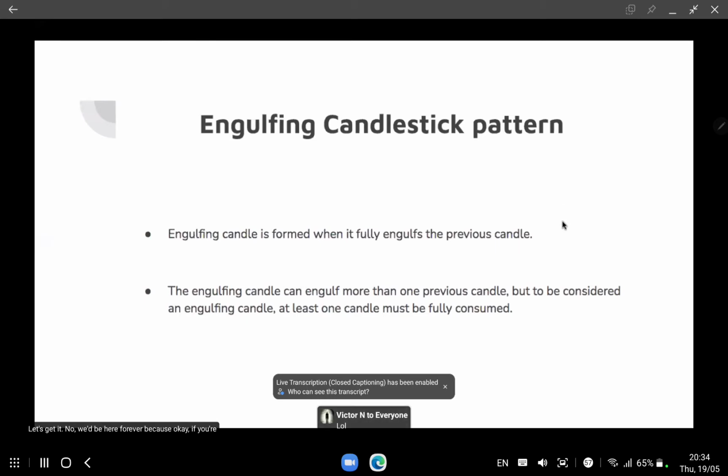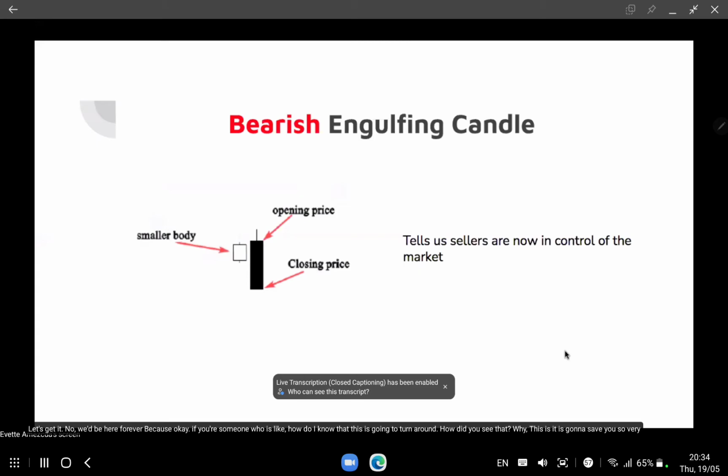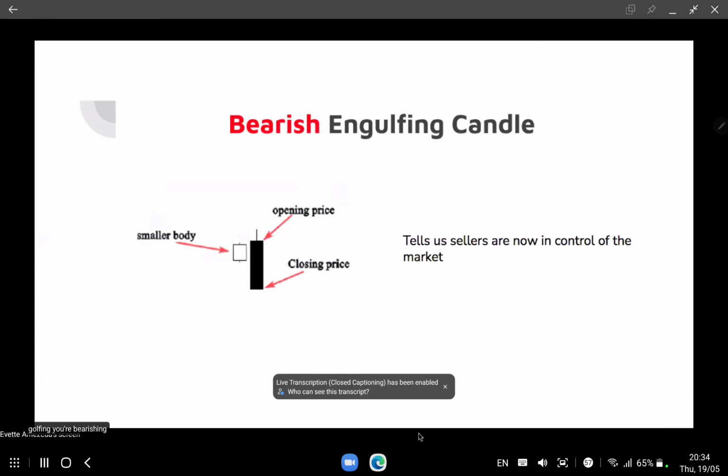If you're someone who's like, how do I know that this is going to turn around? How did you see that? This is it. This is going to save you. So bearish engulfing. Your bearish engulfing is a 2 candle pattern.